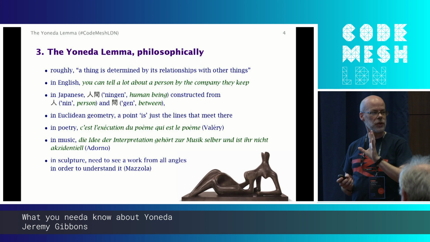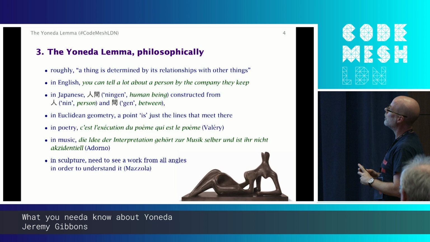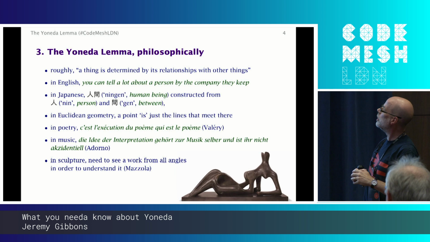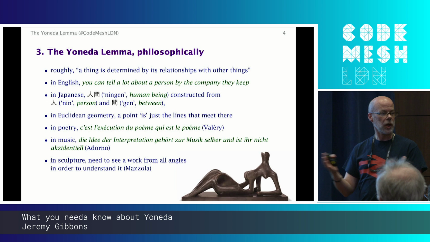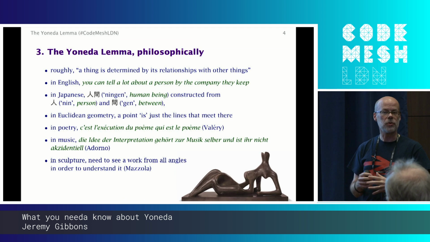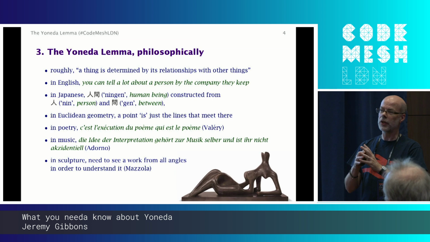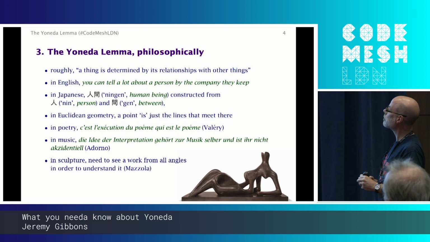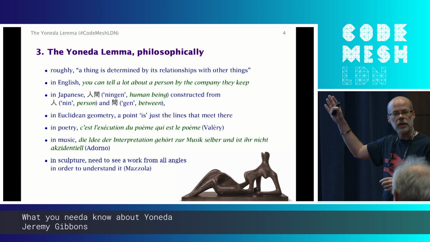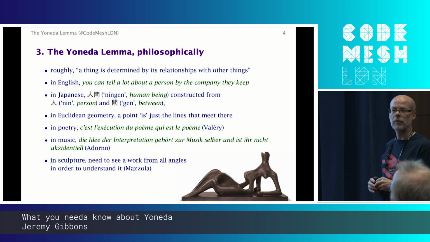Roughly speaking, philosophically speaking, you might say that what the Yoneda Lemma is telling you is that a thing is completely determined by its relationships to all other things. And category theory is about things and their relationships to things. The objects are the things and the arrows are the relationships. And this is actually quite a familiar story. We have lots of examples of this.